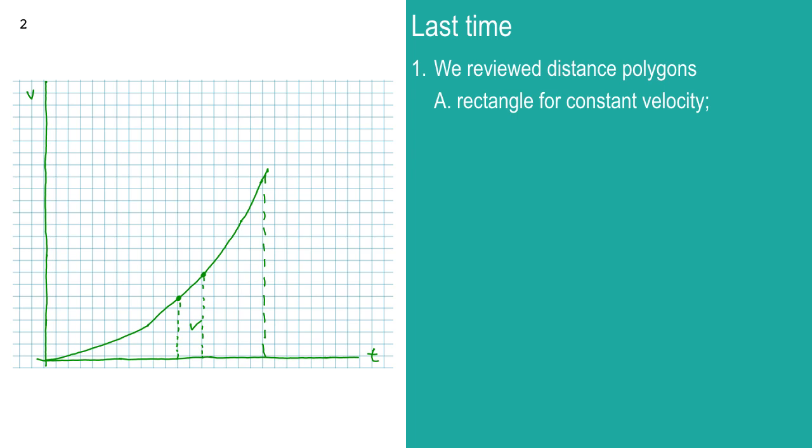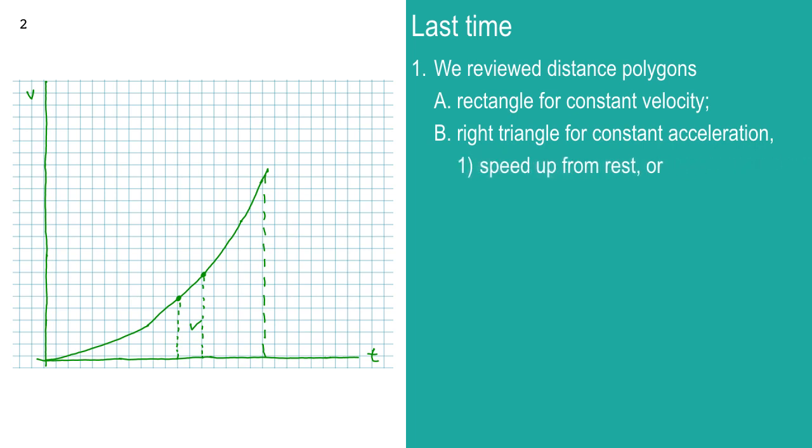We reviewed distance polygons, which for an object in constant velocity is a rectangle. For something with constant acceleration, it's a polygon. It's a triangle, a right triangle. If you're speeding up from rest, it's particularly easy. If you're slowing down to rest, it's also fairly easy to interpret. But we did some fancy ones yesterday.